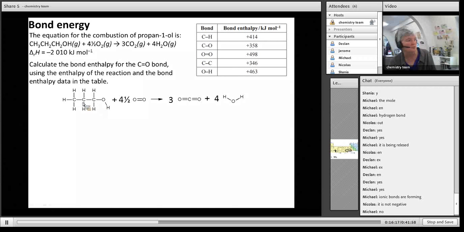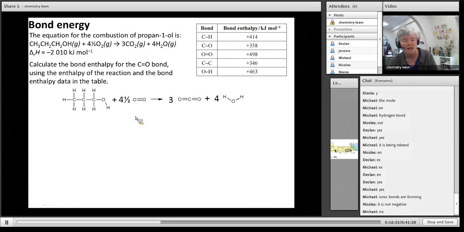I've got 2 CC bonds I have to break. I have 1 CO bond I have to break. And I have 1 OH bond I have to break. And here, I've got 4.5 O double bond O double bonds that I have to break. Okay, how many C double bond O am I forming?